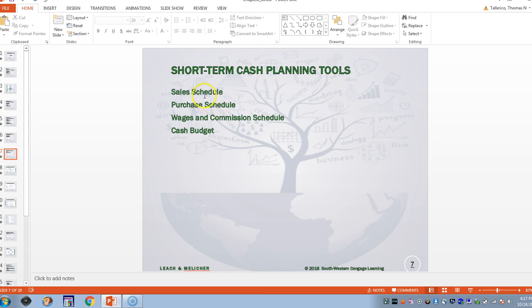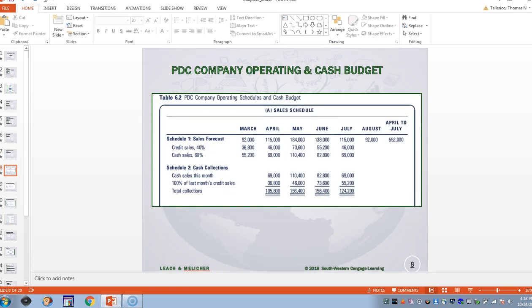Okay, and you'll notice they're schedules, right? A sales schedule, a purchase schedule. What we've got to purchase, as far as inventory, and if we have to pay wages and commission, we have to know how much ahead of time. Are we going to hire other people? All right, so here's an operating and cash budget. And you'll notice this is in your book. So let's go over this.